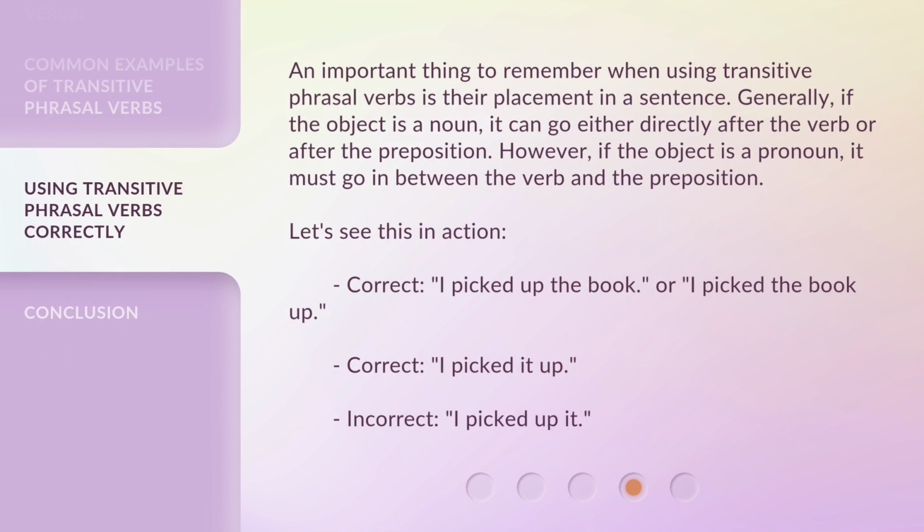An important thing to remember when using transitive phrasal verbs is their placement in a sentence. Generally, if the object is a noun, it can go either directly after the verb or after the preposition. However, if the object is a pronoun, it must go in between the verb and the preposition.